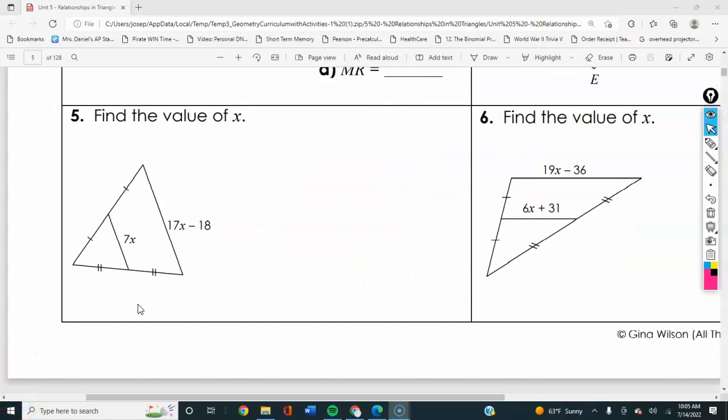All right, last one I want to do. I want to do one algebra one. Uh-oh. My pen died.